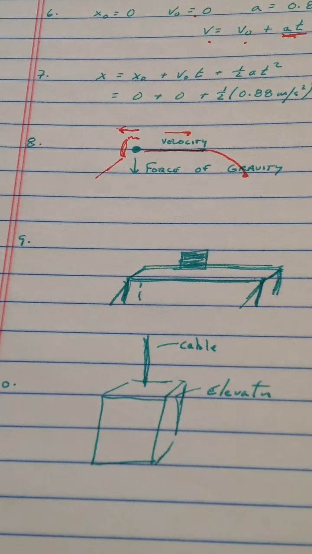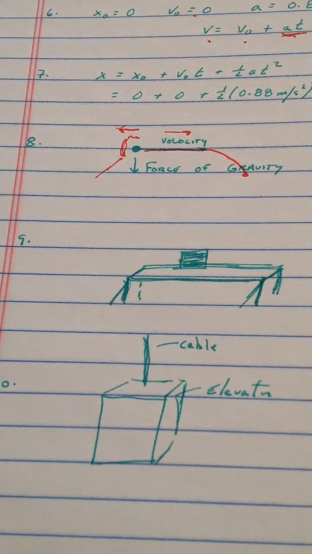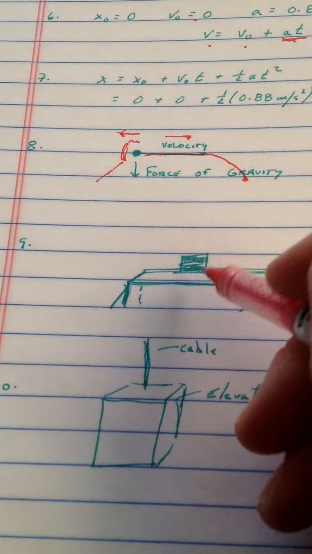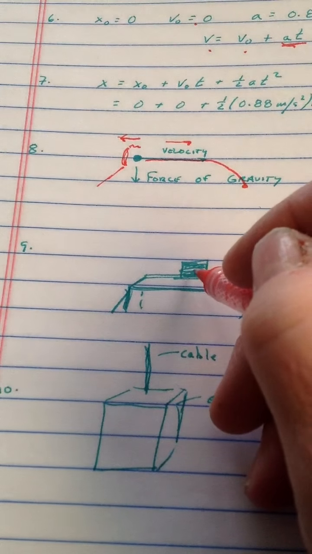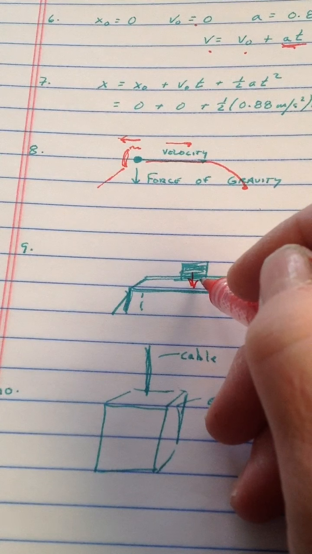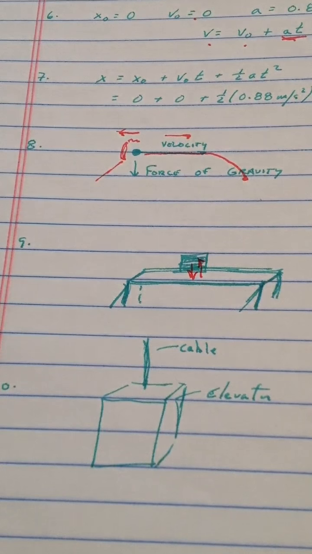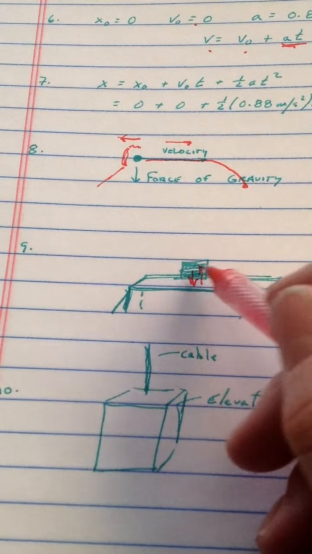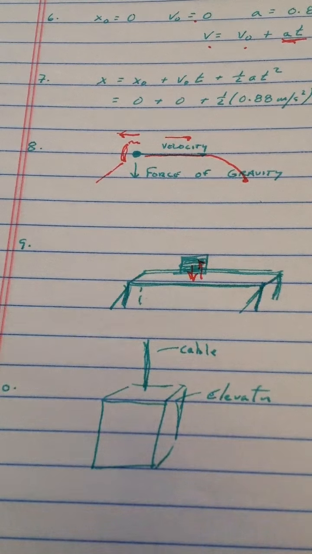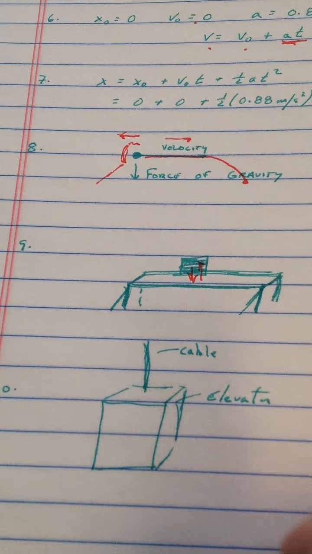Next, a block sitting at rest on a horizontal table. Are the block and the table interacting? Yes, of course they are. The block is putting a downward force on the table as a result of gravity. The table is putting an upward force on the block. They're not, in either case, experiencing a net force. Neither of them is accelerating in any direction.